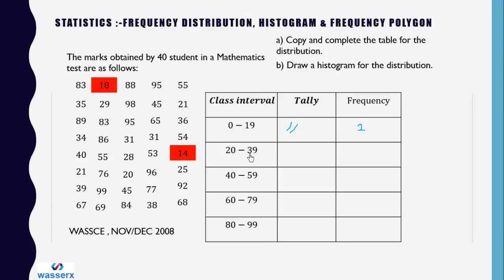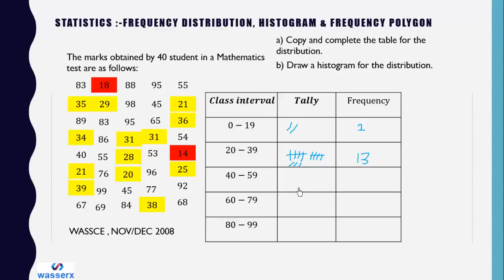Within the interval 20 to 39, we find a way to identify all the marks that fall within this class interval. So let's count them. We have 1, 2, 3, 4, then the fifth one we use to cross. Then we have 1, 2, 3, 4, then another 5. Then we have 1, 2, 3. So that is how we tally. So we count them and we have 13 of them.